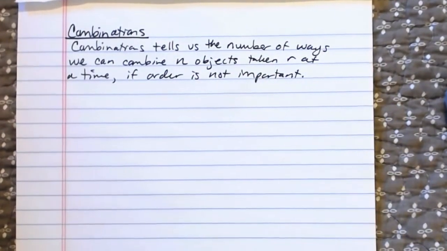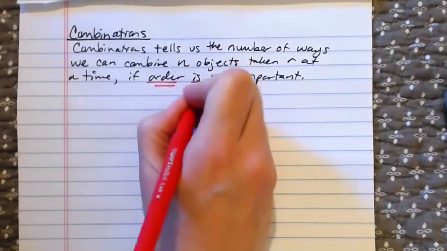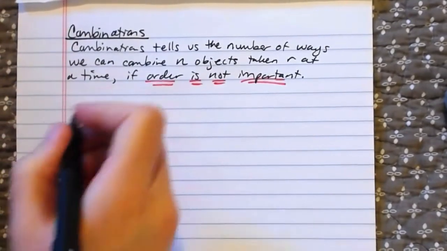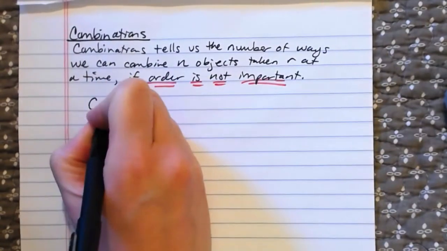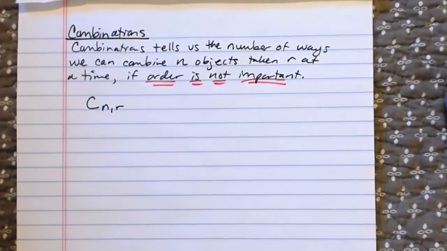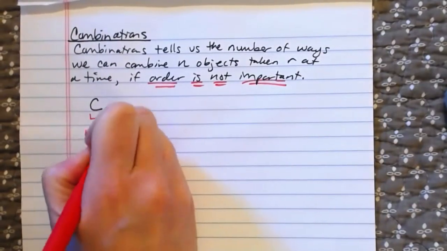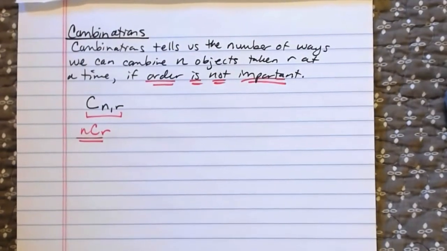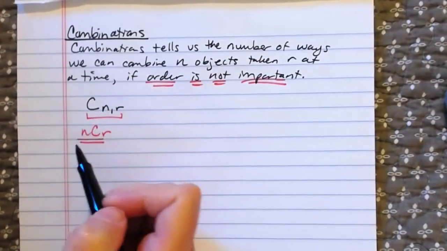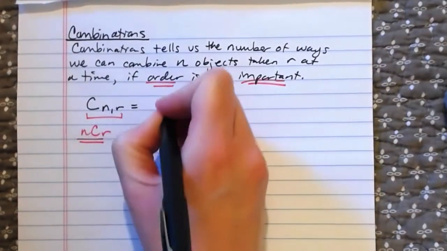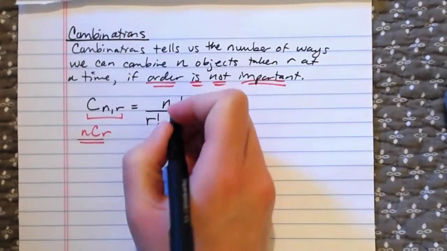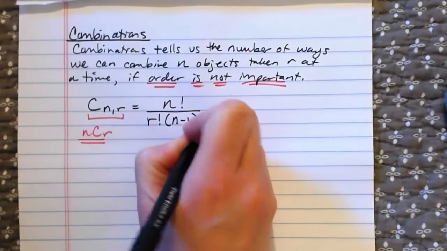Okay, that again is the key difference between permutations and combinations. If order matters, we want permutations. If order is not important, we want combinations. And the notation for combinations, we use a capital C, n comma r. Or again, you could do nCr. You'll see that sometimes. It's equivalent notation. This again tends to be my preference. Your book uses this one, but the calculator will use this one. And the formula here is n factorial divided by r factorial times n minus r factorial.